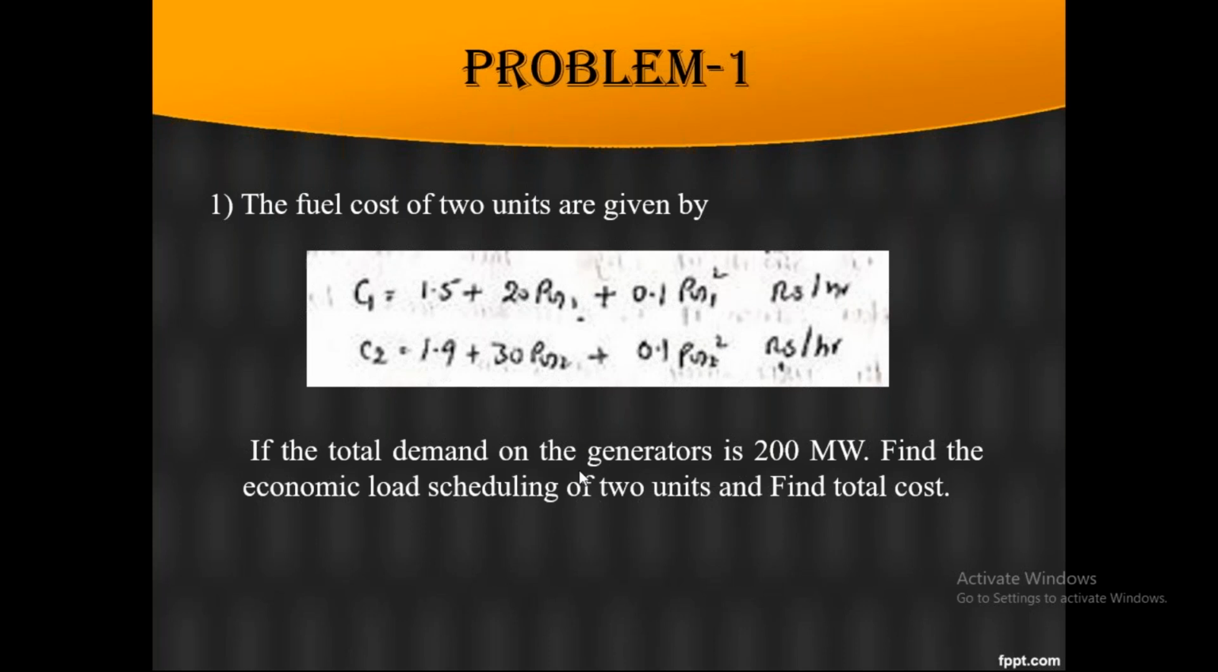See, if you solve this equation, you will get two values, that is Pg1 and Pg2. So you will get Pg1 is 125 megawatt and Pg2 is 75 megawatt.